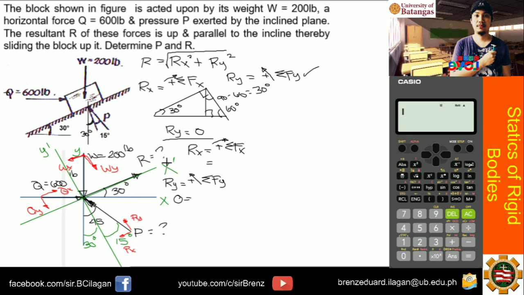Okay, so unahin natin si sino bang gusto niyo unahin? Si qy. So paano natin makukuha yung qy? So yung 600 mo, so that is negative kasi pababa. Okay, so 600. So paano ang kanyang direction? So siya ay naka 30 degrees. Tama ba? So that is qy or 600 multiplied by sine 30 degrees.